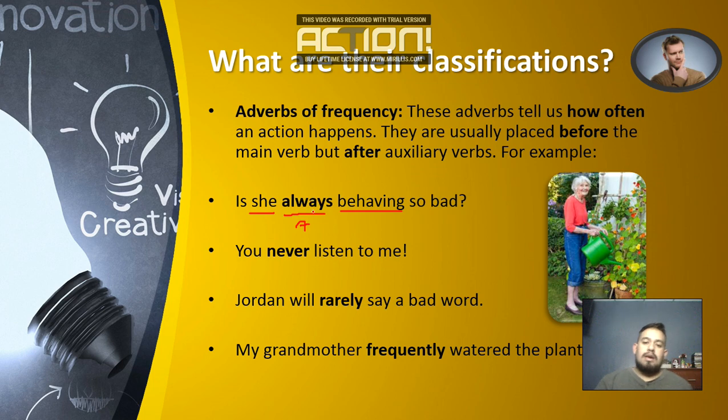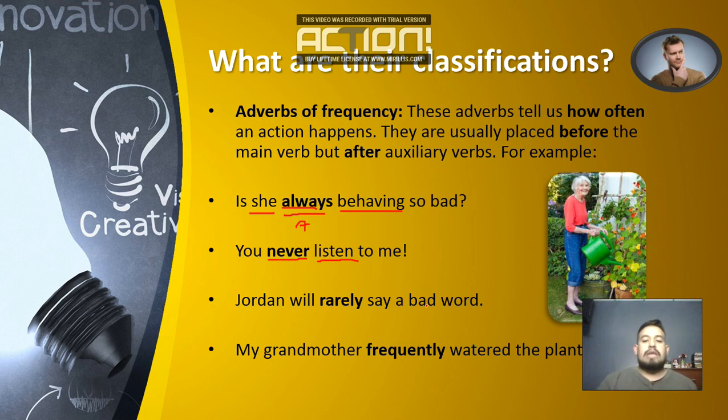And if we asked the frequency, that person is behaving bad, always, sorry. You never listen to me. Again, here we have never, that is the frequency adverb, and in this case we don't have any visible, any tangible auxiliary verb, but we have here the main verb, listen. So therefore our adverb is before the main verb.